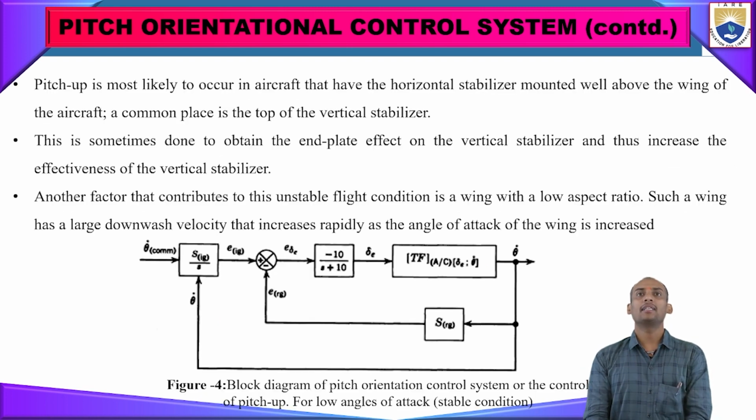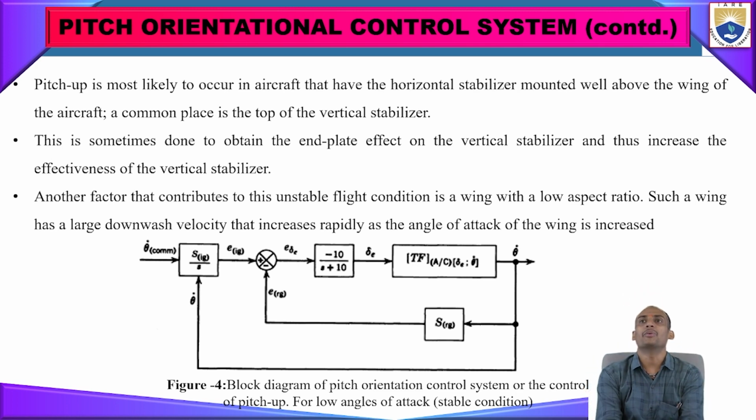The pitch up is most likely to occur in aircraft that have the horizontal stabilizer mounted well above the wing of the aircraft. Commonly, it is on top of the vertical stabilizer. Most aircraft get more stability from the tail part. The importance of the tail part of an aircraft is for stability purposes only. If an aircraft is only a wing, it won't be stable in flying condition. Only if the tail part is there will it fly stably.